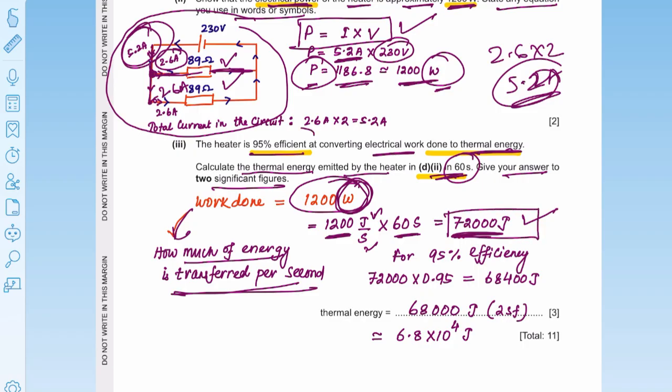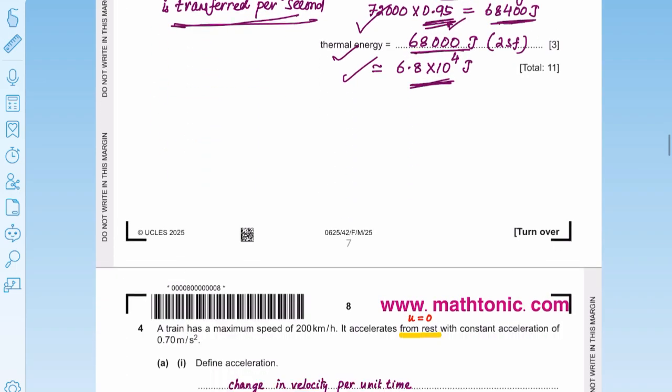But the efficiency is given as 95%, which means some loss is there. So 95% efficiency means the multiplier will be 0.95. So 72,000 times 0.95, I am getting 68,400 joule. Okay, and up to two significant figures, my answer should be 68,000 joule. And in standard form we can write 6.8 times 10 to the power 4 joule. You can write either one and get the marks for that. Okay, I hope you understood this question as well.